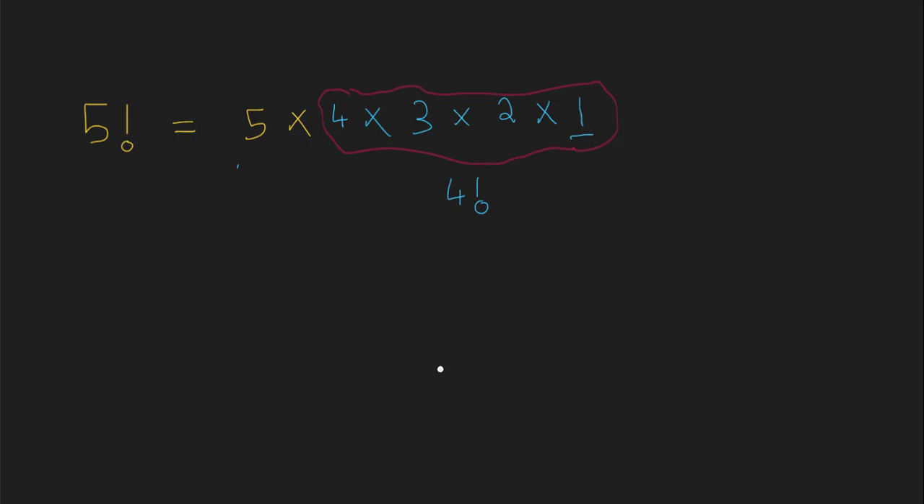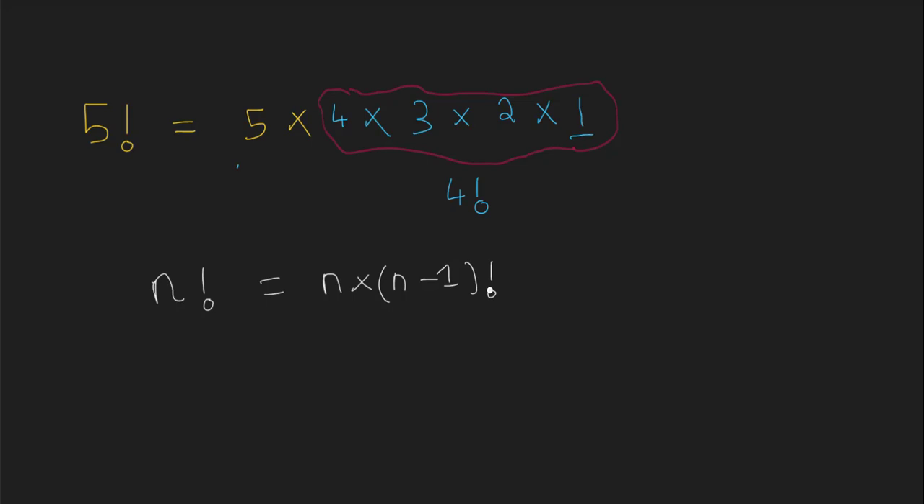And in general, if you had a number n, its factorial would be n times n minus 1 times n minus 2 all the way to 1. So that's n times n minus 1 factorial.